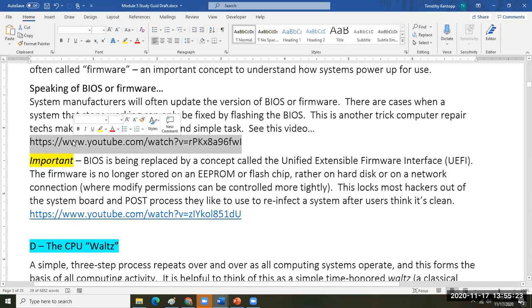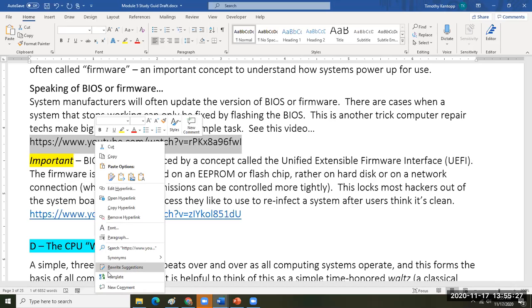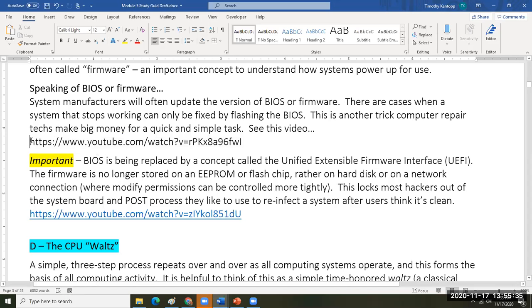Everybody see that? Yeah. For some reason, the hyperlink wasn't showing on this.